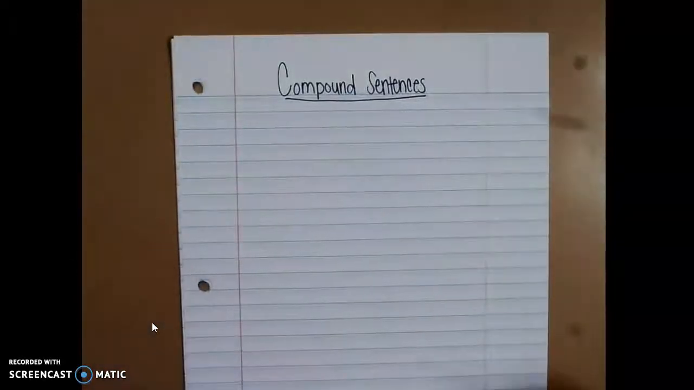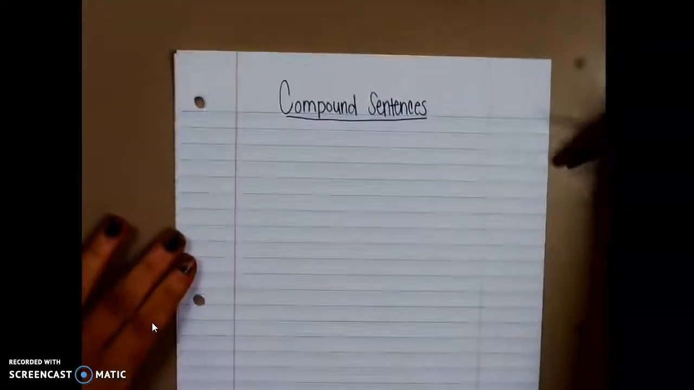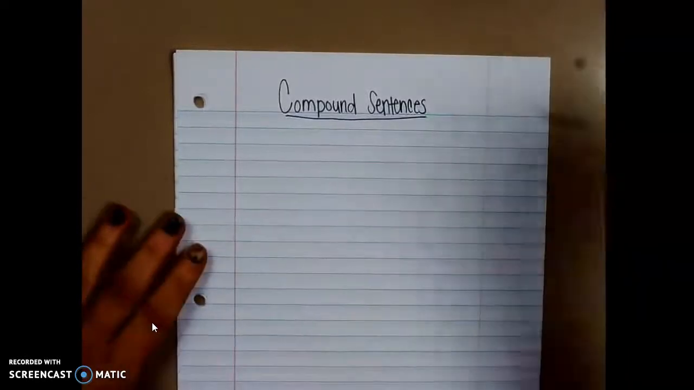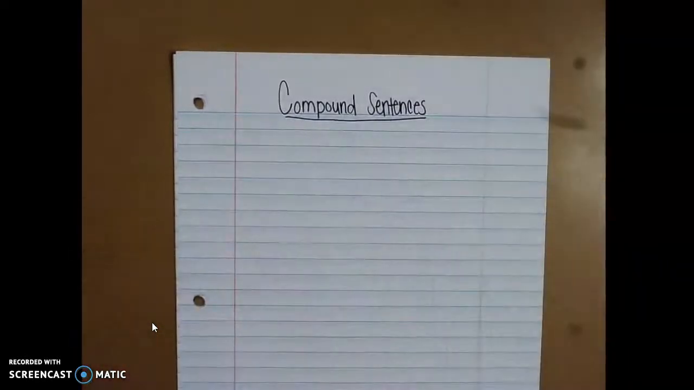to you about compound sentences. So when you think about the word compound, it reminds me of compound words. Now when we're talking about compound words, you have two independent words that could be words on their own, and then you end up putting them together to make a new word.